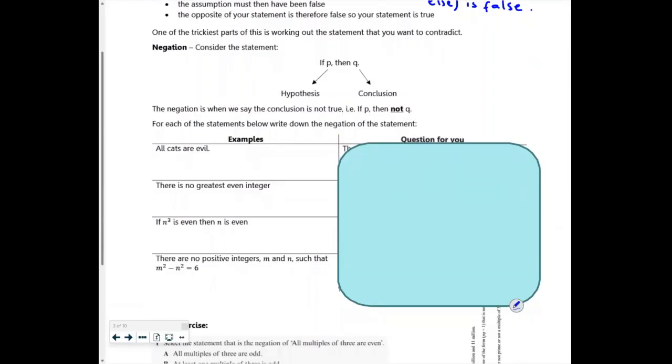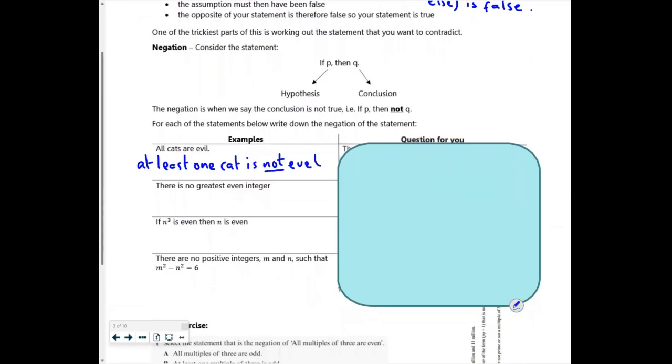For each of the statements, write down the negation. So, all cats are evil. That must mean the negation is that there is at least one cat that isn't evil.